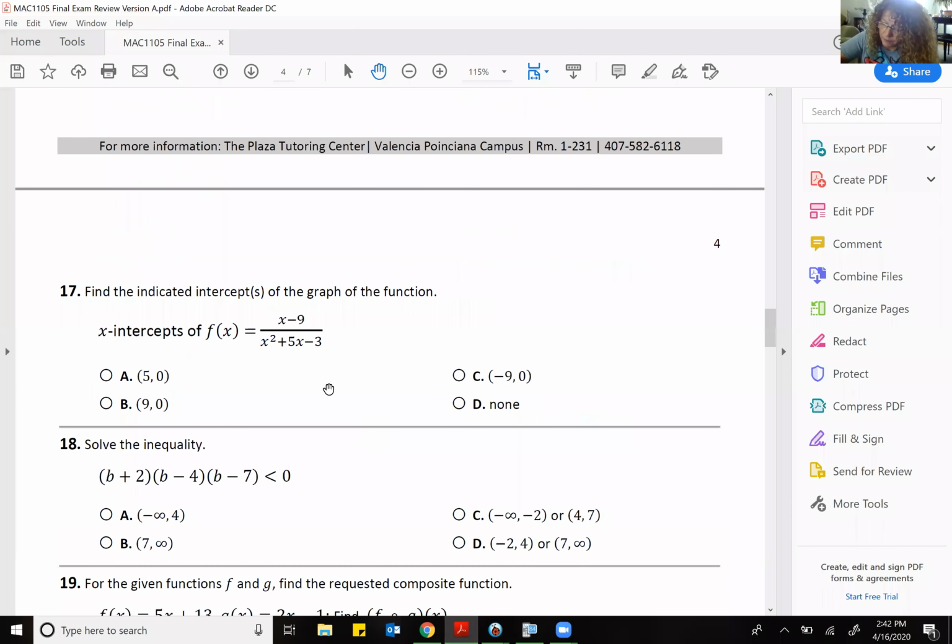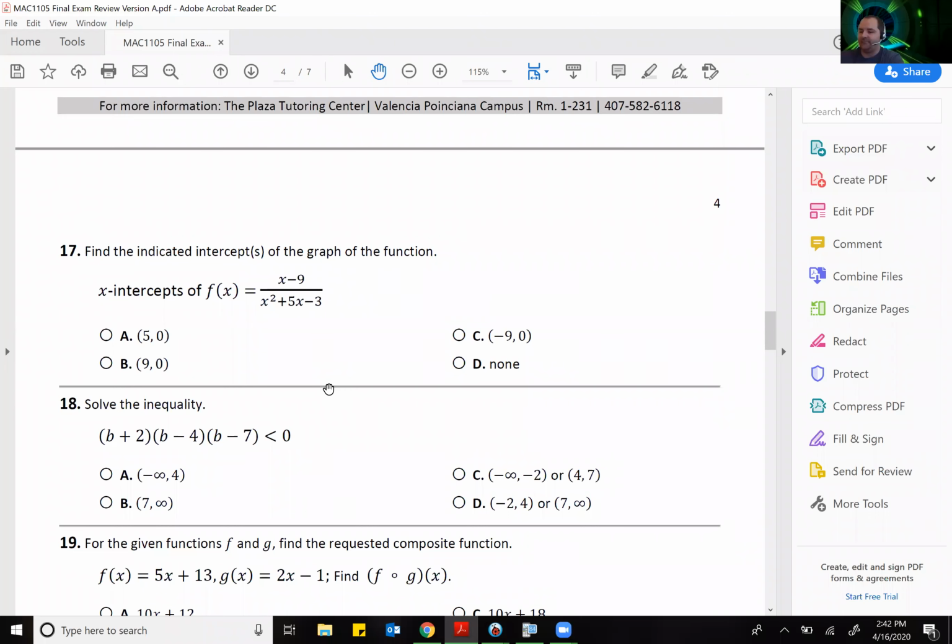Number 17 is coming from 5.4. All it wants to know is, what are the x-intercepts of this? How do we find the x-intercepts of a rational? We need to factor the bottom, or factor it if it can be factored first, right? That bottom is not going to be factorable, because of the negative. But that would be a good idea, but it's even easier than that. So how do we find the x-intercepts for this?